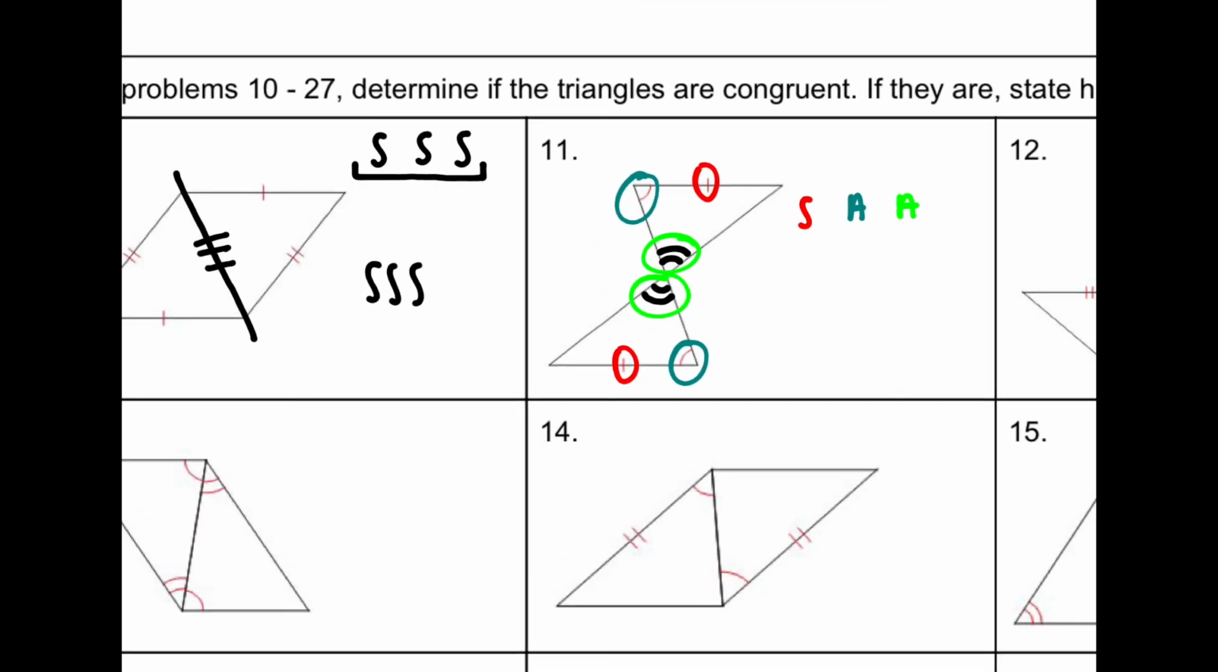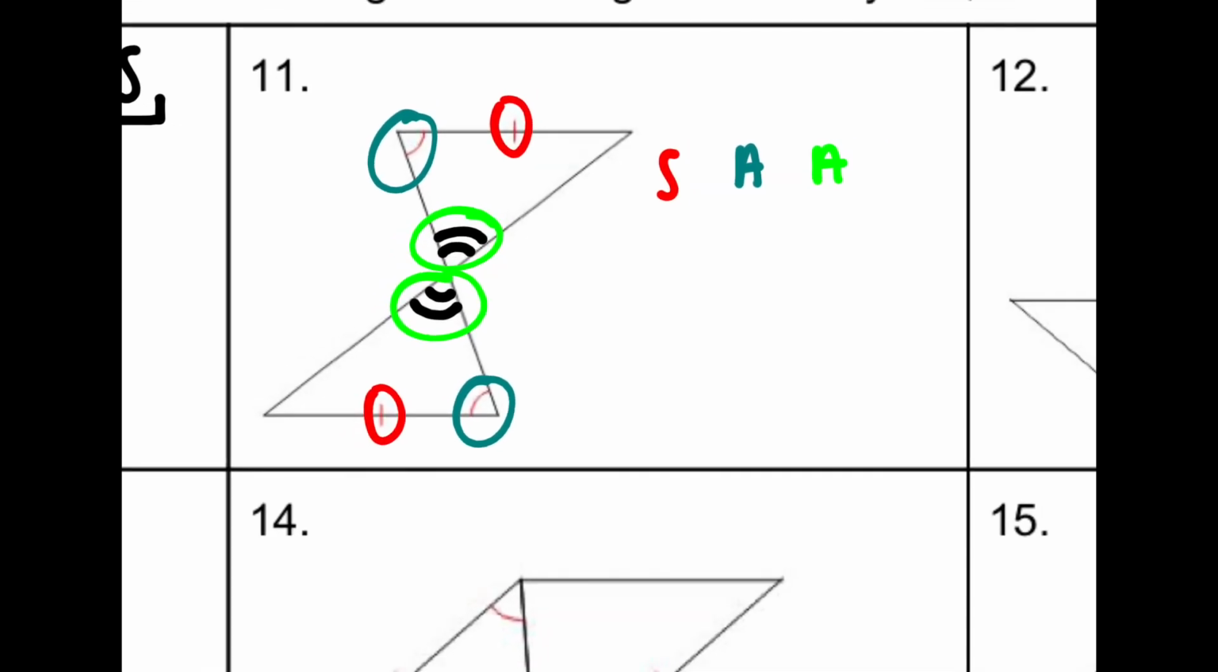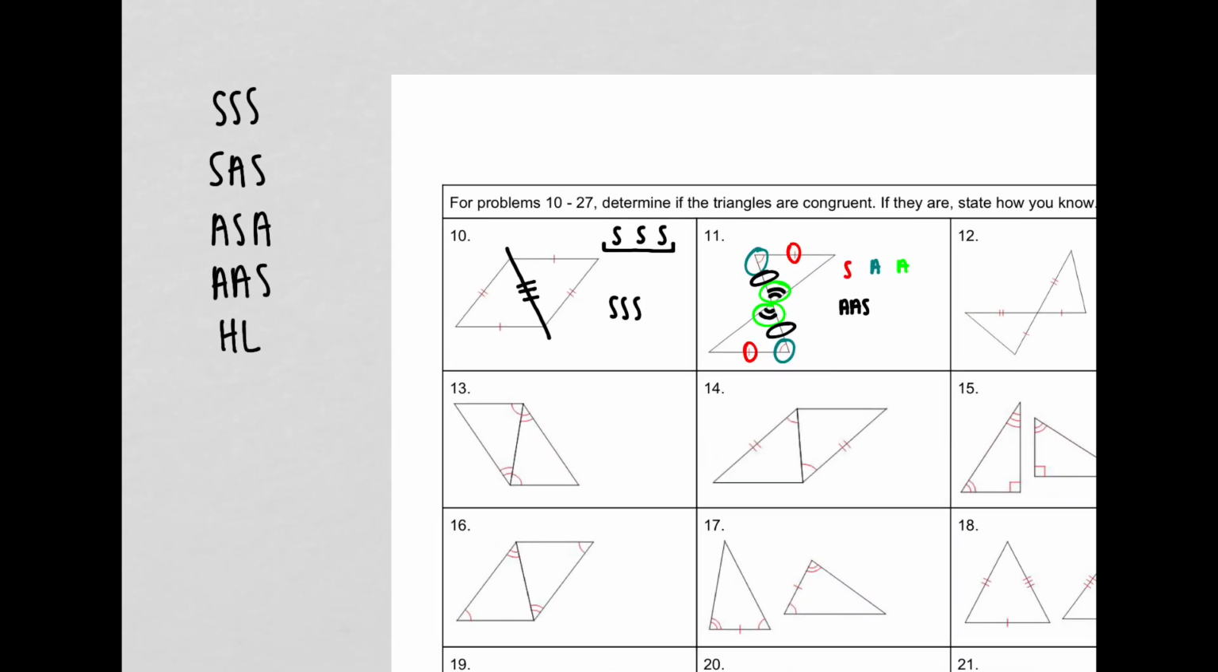When I'm looking at what order they go in, I need to see if that side comes between the two angles. If it was between, it would be right here, and it's not. So that tells us that these are congruent, and they're congruent by angle, angle, side. We're using one of these 5 over here. If it doesn't fit one of those 5, it's not congruent.